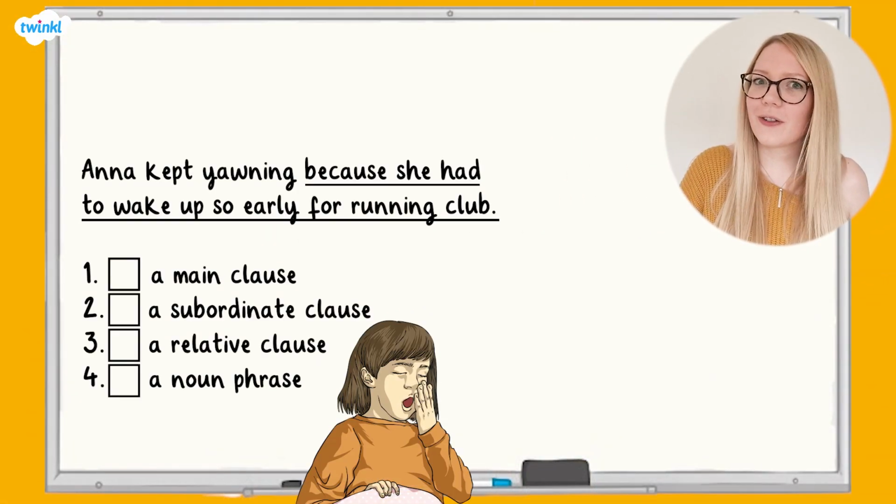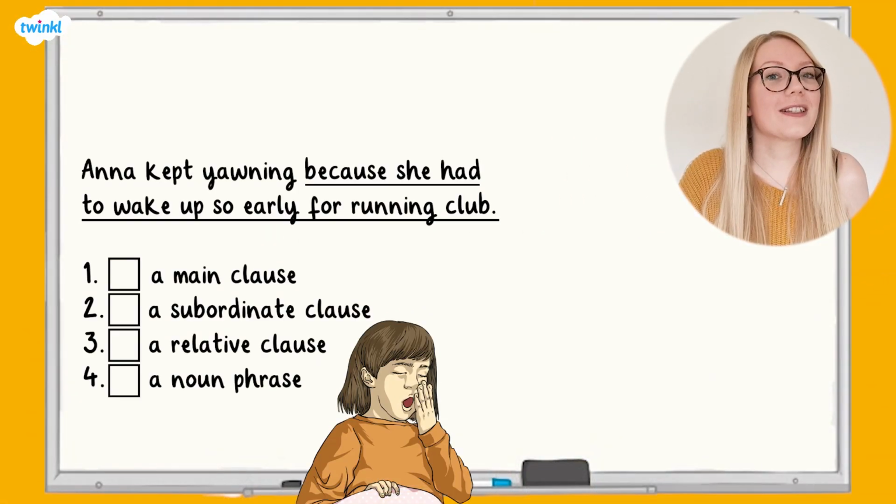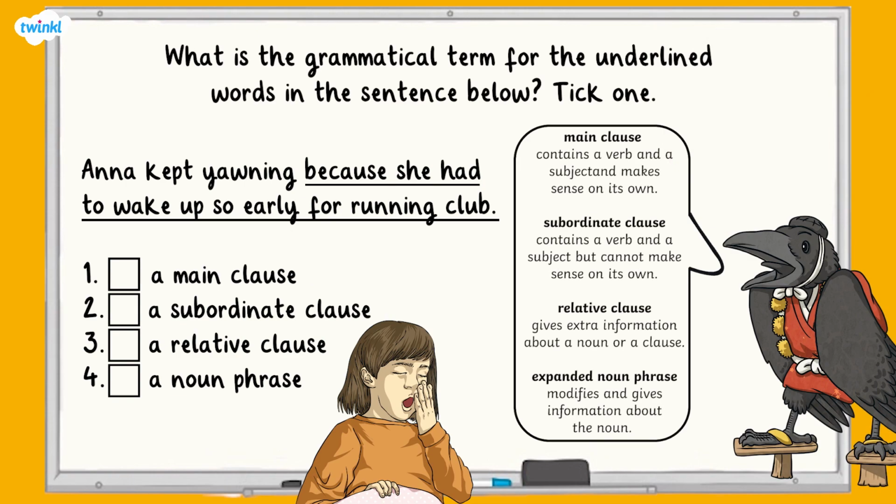Let's take a look at another question. What is the grammatical term for the underlined words in this sentence? Anna kept yawning because she had to wake up so early for running club. Is because she had to wake up so early for running club a main clause, a subordinate clause, a relative clause, or a noun phrase? Pause the video and press play when you have an answer.